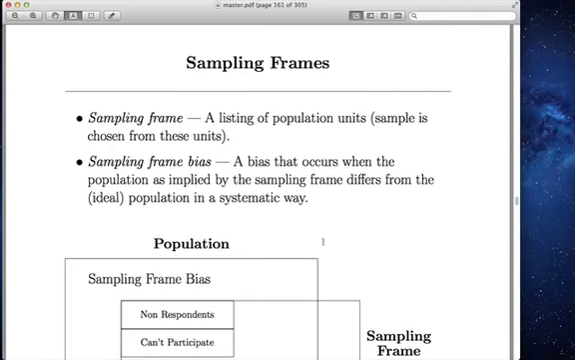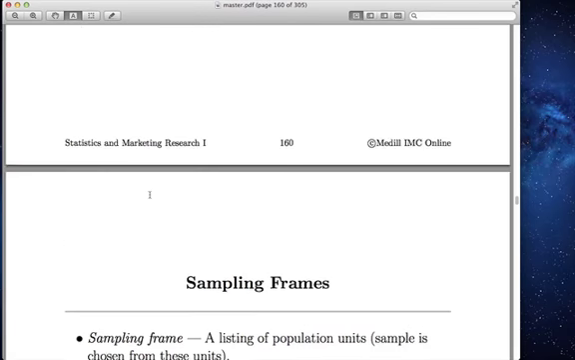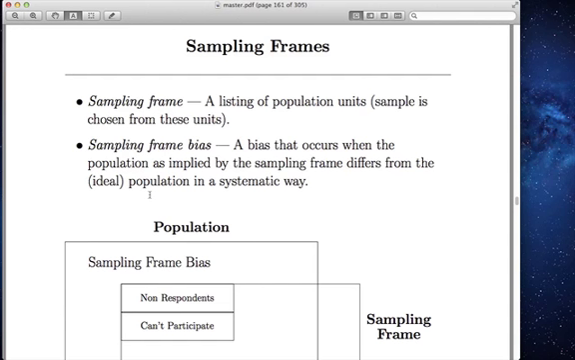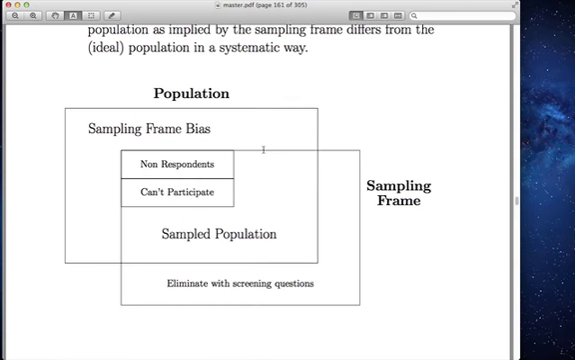Let's talk a little bit about sampling frames. Sampling frames, recall, are the second step in the process. So what is a sampling frame? Well, it's a list of all the units in the population. I already said that a sampling frame bias occurs whenever the frame that you have doesn't match the population. So I've drawn a little picture that will make this really clear.